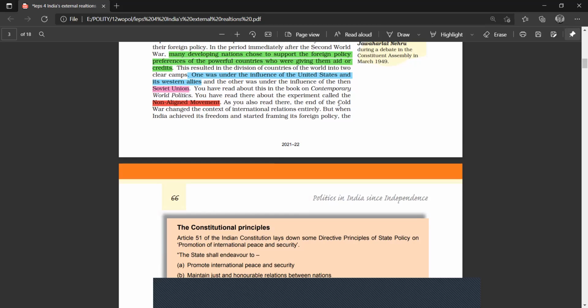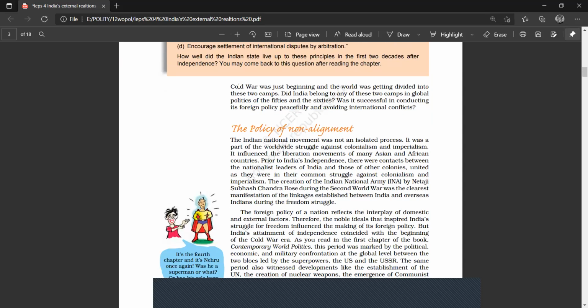As you read there, the end of the Cold War changed the context of international relations entirely. But when India achieved its freedom and started framing its foreign policy, the Cold War was just beginning and the world was getting divided into these two camps. Did India belong to any of these two camps in global politics?